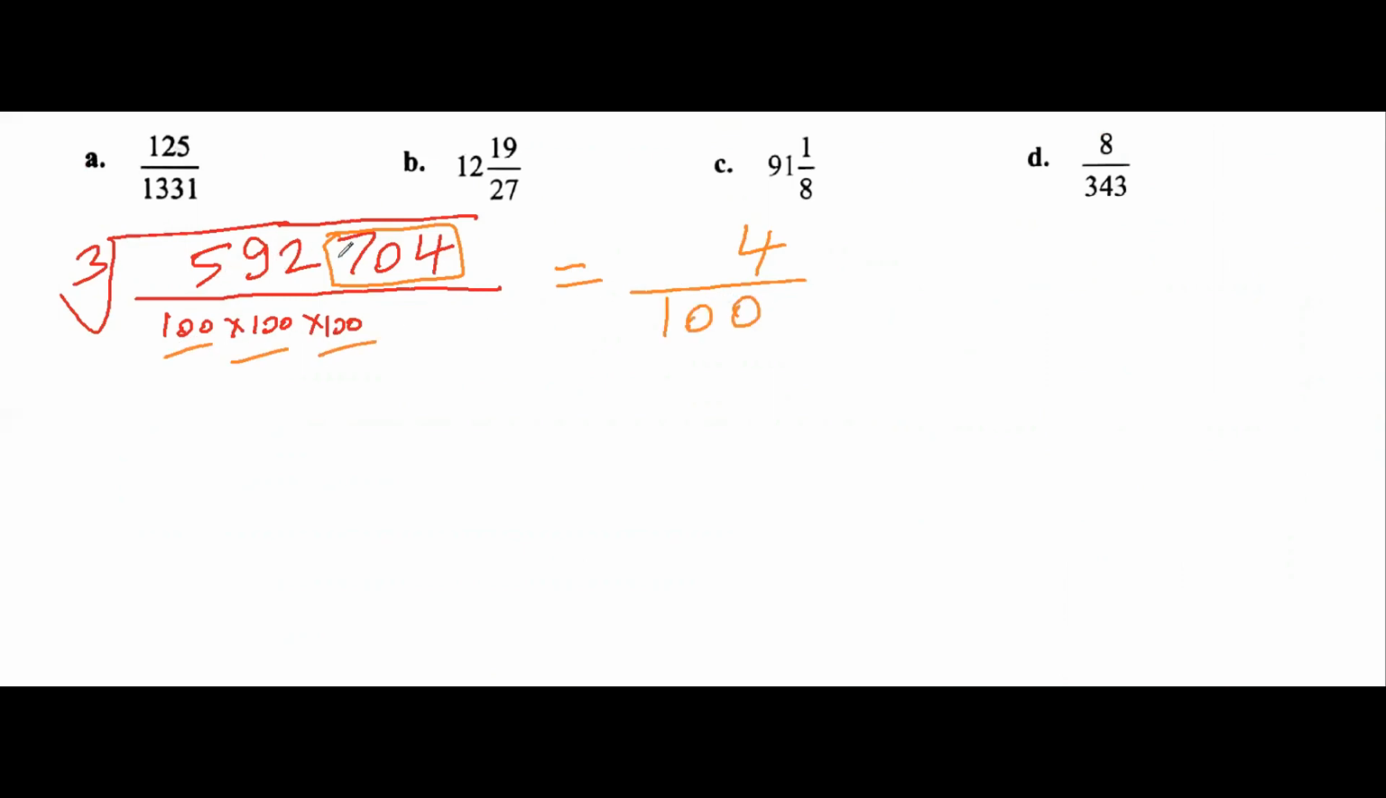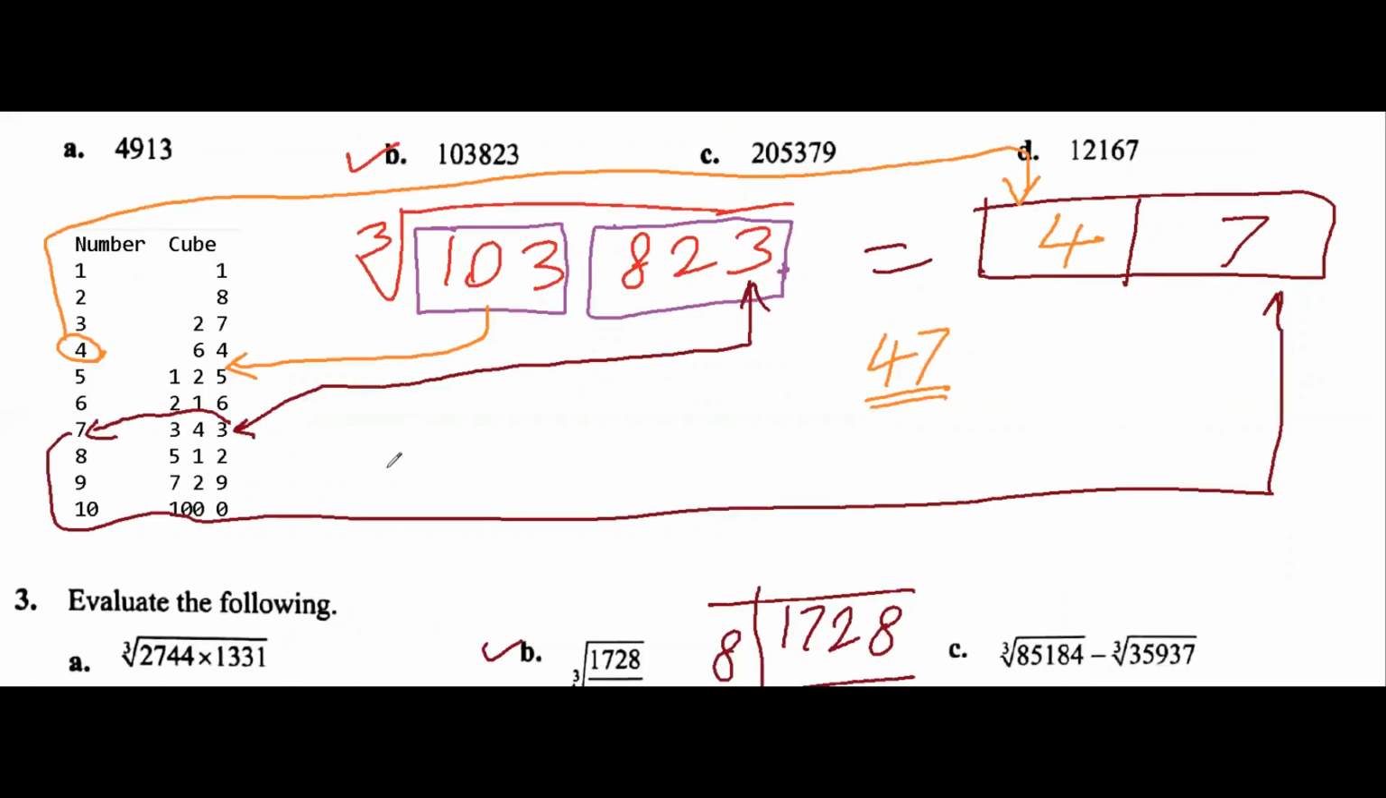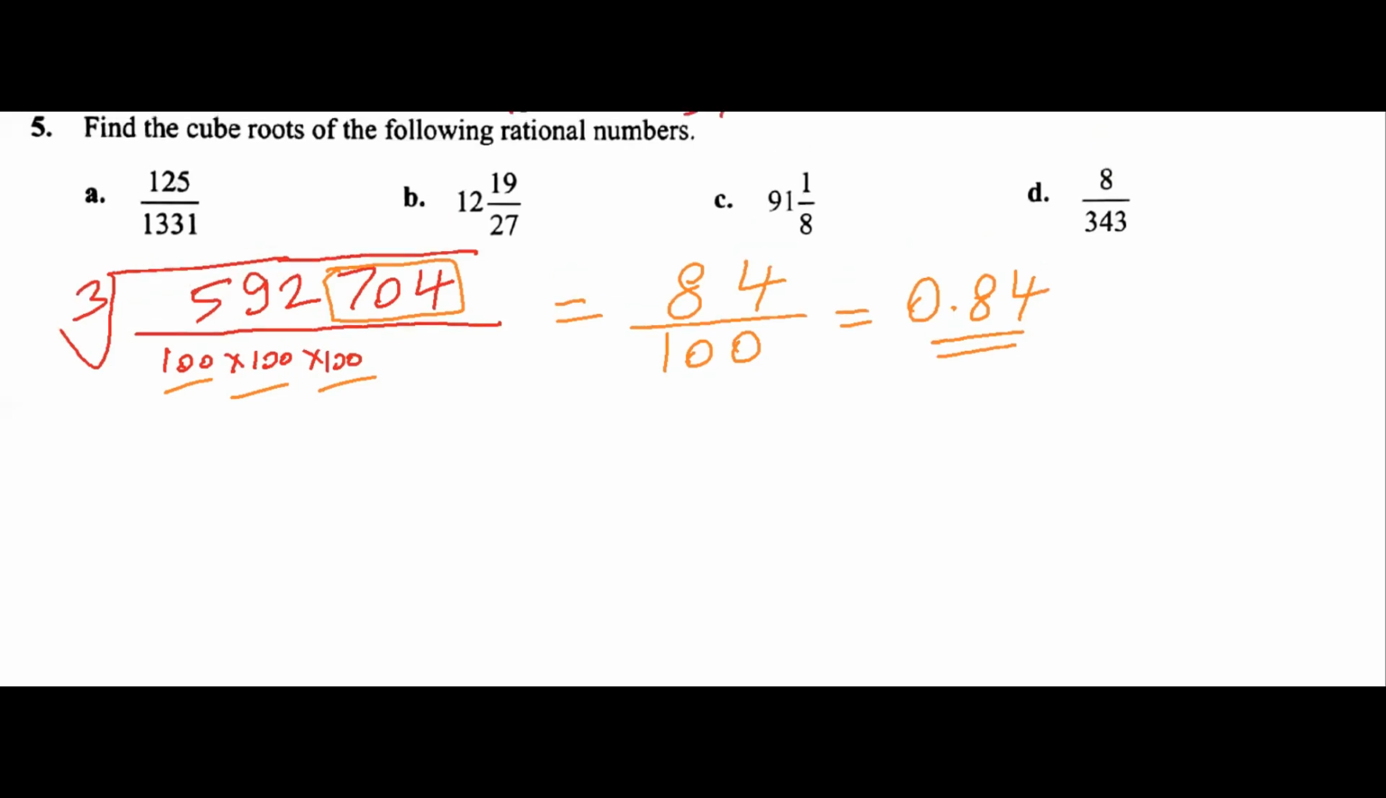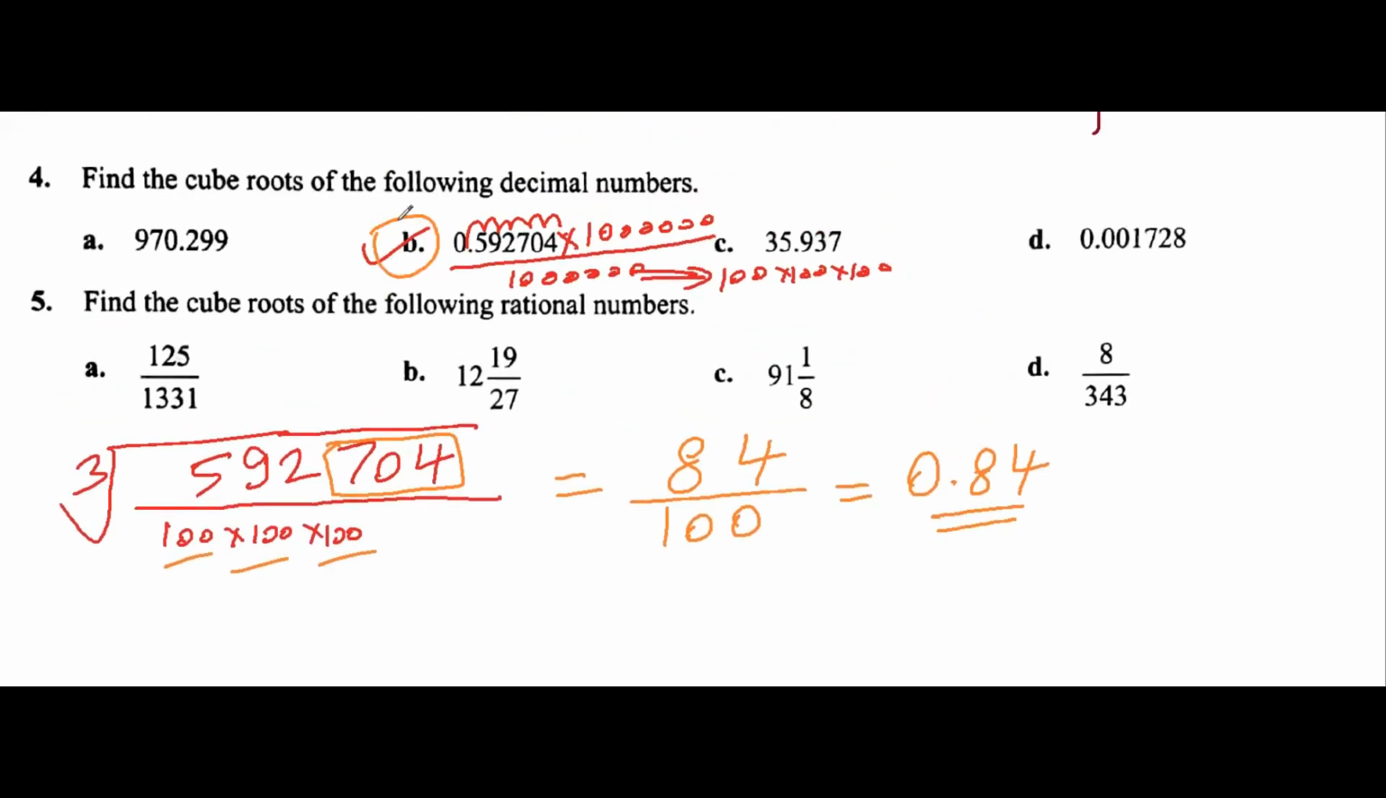Now where does 592 come? 592 will come between 512 and 728. So I can see here this number is 8. That 8 will come in the tens place here, it will be 84 by 100. So what is the answer? The answer is 0.84. This will be the answer for this B. Okay, understood?